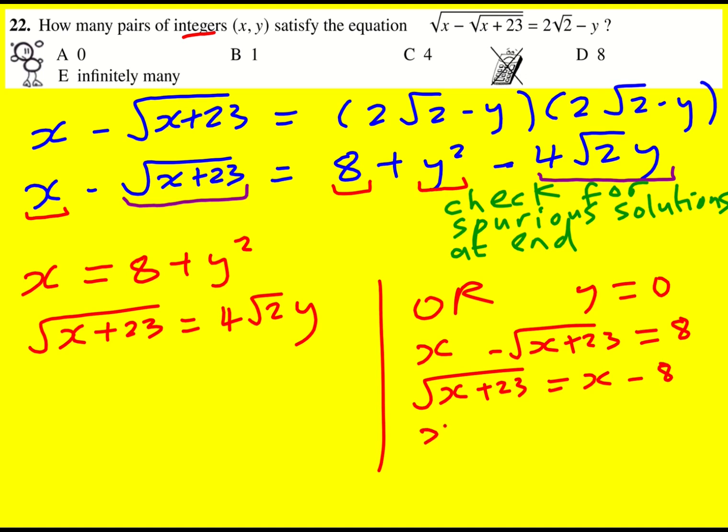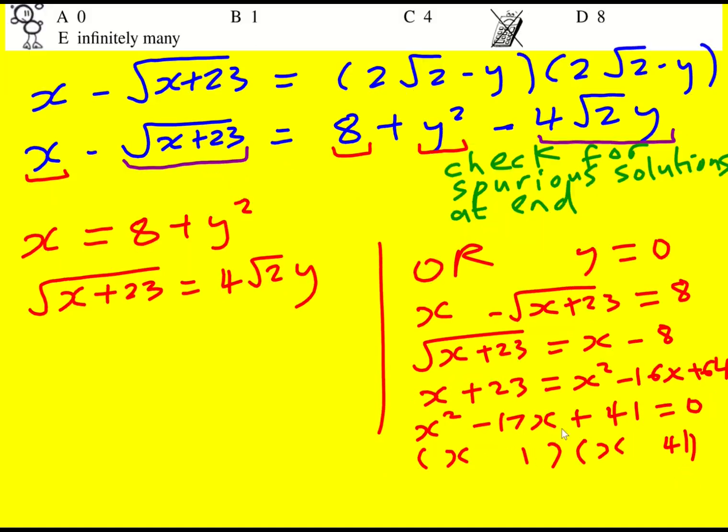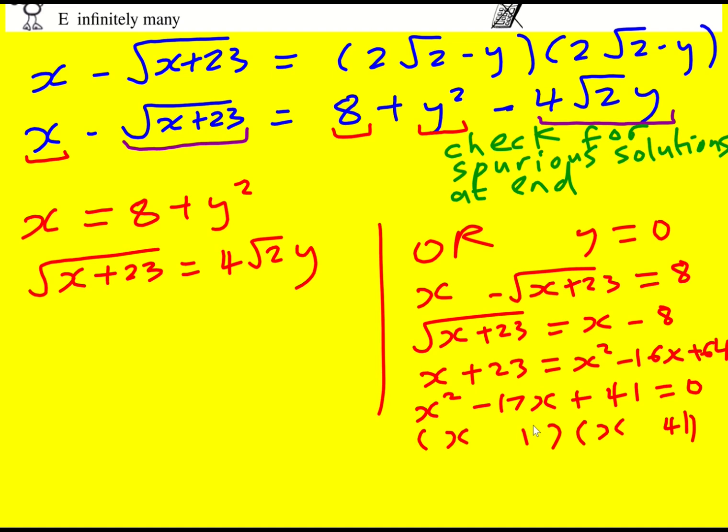Now I've got it in that form, I can square both sides of this. When I square the right-hand side, I'm going to get x squared minus 16x plus 64, which is going to give me x squared minus 17x plus 41 is equal to 0. 41 is a prime number, but there's no way that I can put 1 and 41 in to get minus 17. Remember, x has to be an integer, so there's no integer solution.